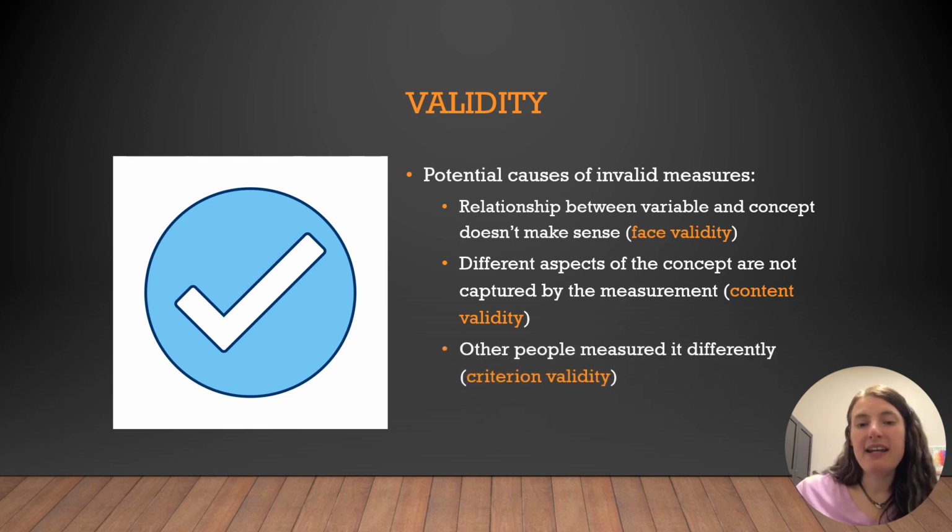Finally, we may create an invalid measure if we're measuring something completely different than other people have in the past. This is called criterion validity, or how your measure compares to measures that other researchers have used before. The best way to increase our criterion validity is to do a good literature review and see how the concepts you're investigating have been measured by other researchers. This can help guide you when you set up your own measurements.